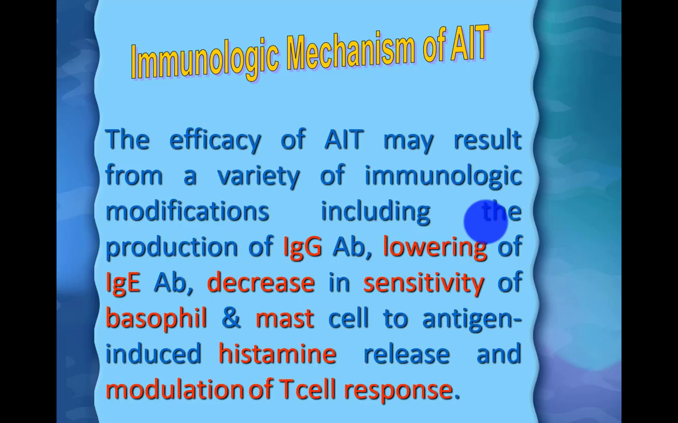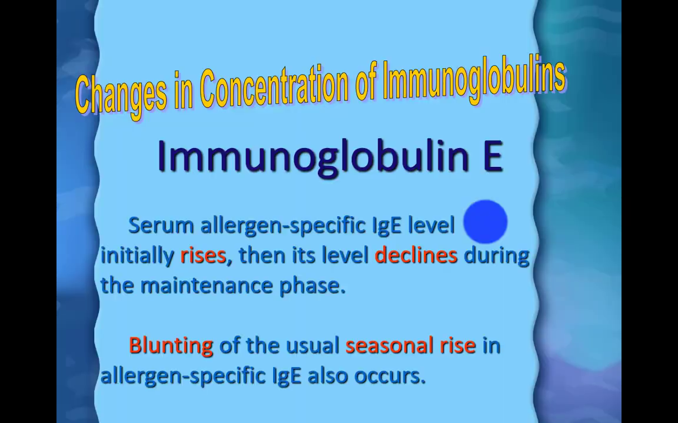Immunological mechanism of AIT. The efficacy of AIT may result from a variety of immunological modifications, including the production of IgG antibody, lowering of IgE antibody, decreased sensitivity of the basophil and mast cell to antigen-induced histamine release, and modulation of T cell response.